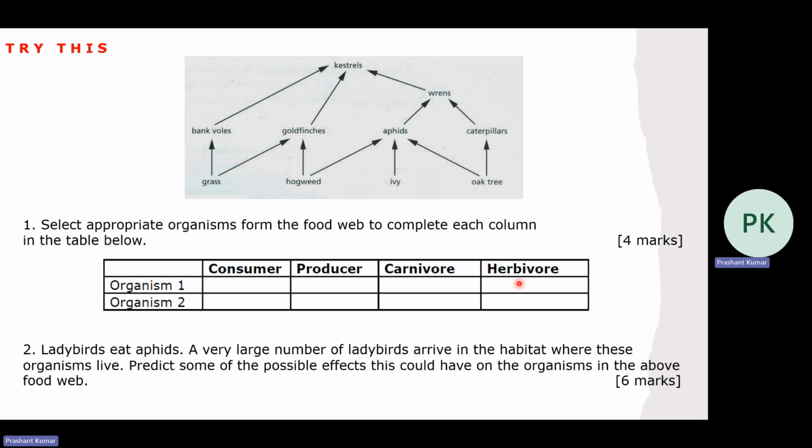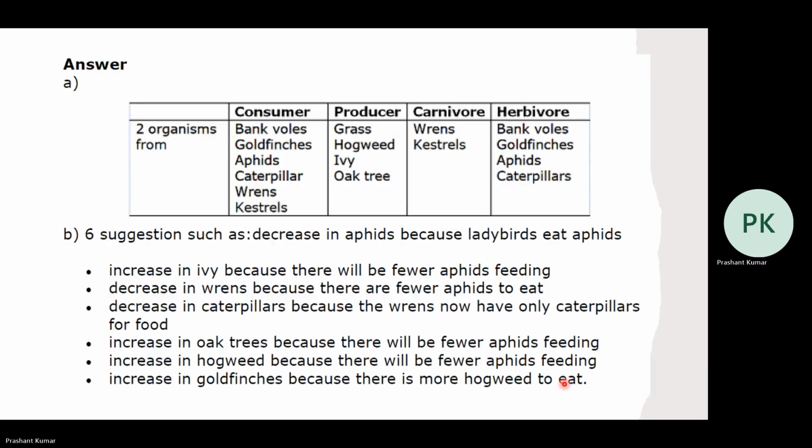Okay, so let's see the question. There's a question here. You can pause this video here and work on this. I will share the mark scheme after 1 minute. Okay, so here are the answers. If you have done this work, please go ahead and check.